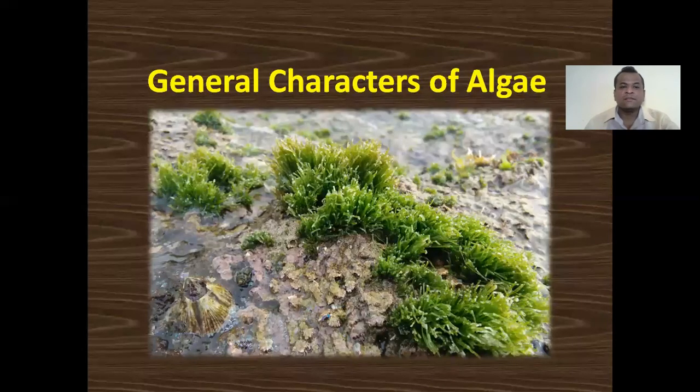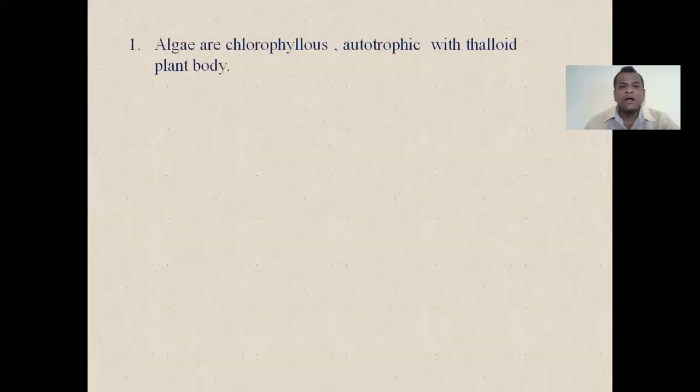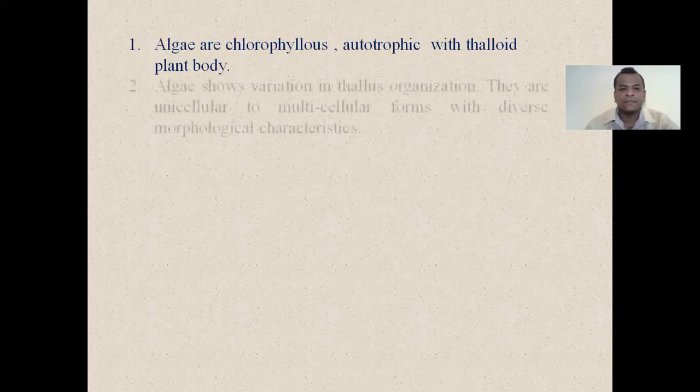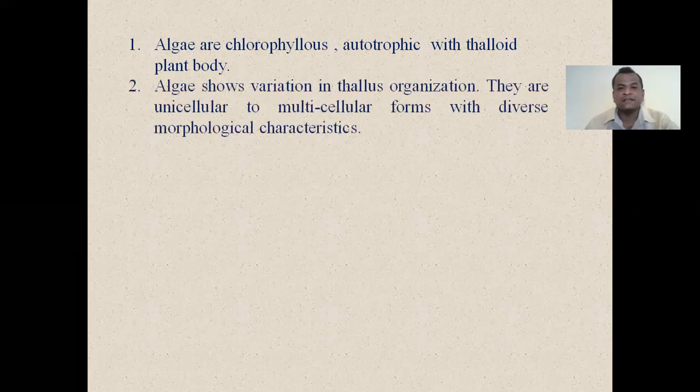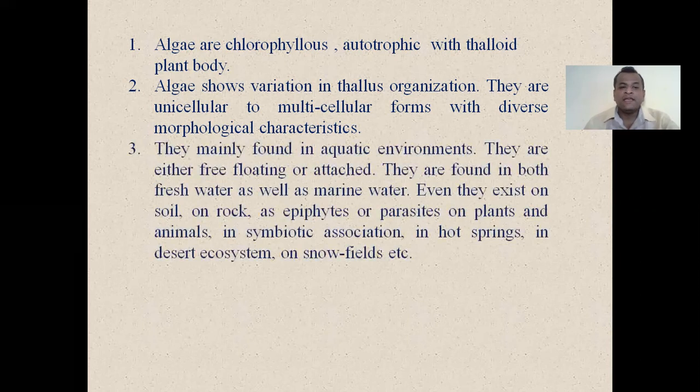Let us know some general characters of algae. Algae are chlorophyllous, autotrophic with a thalloid plant body. Algae show variation in thallus organization. They are unicellular to multicellular forms with diverse morphological characteristics. They are mainly found in aquatic environments. They are either free floating or attached. They are found in both fresh water as well as marine water.